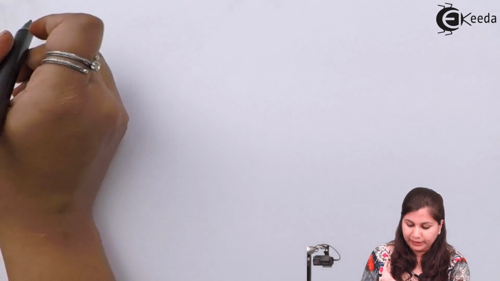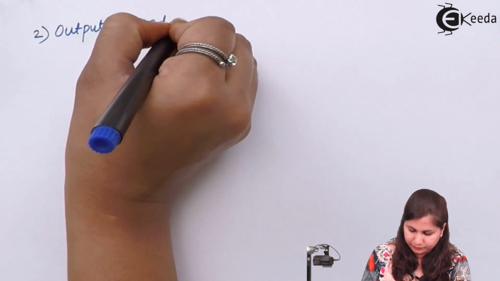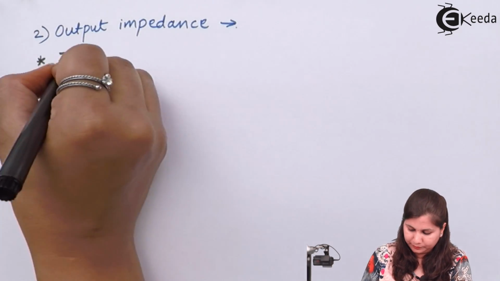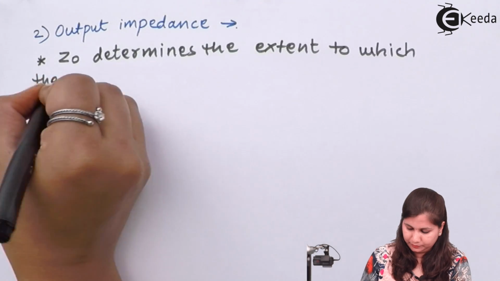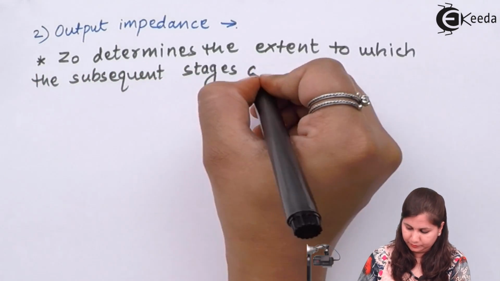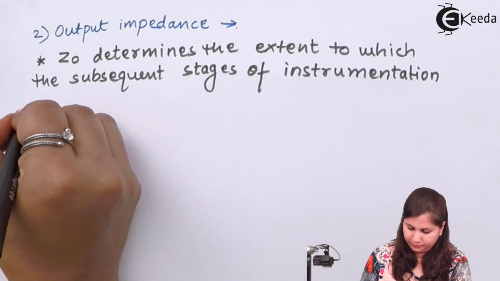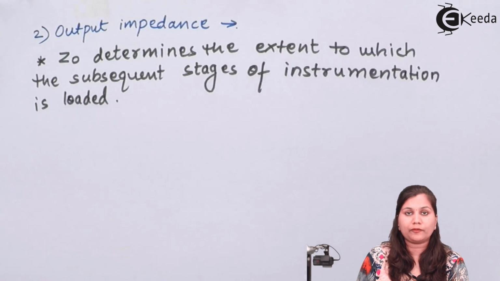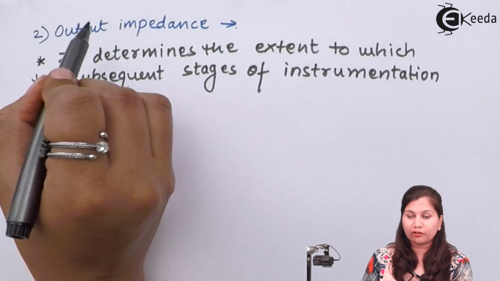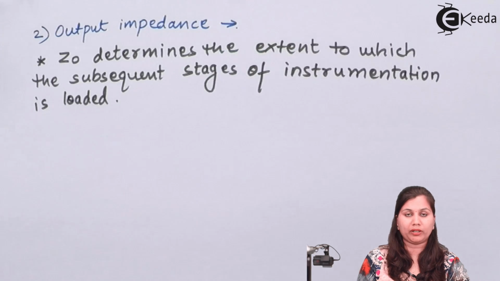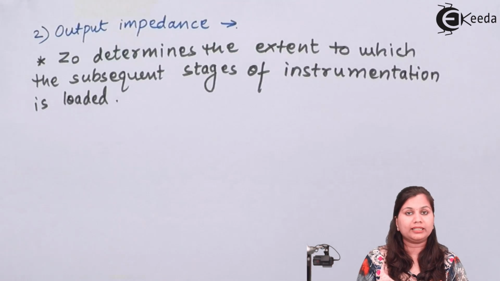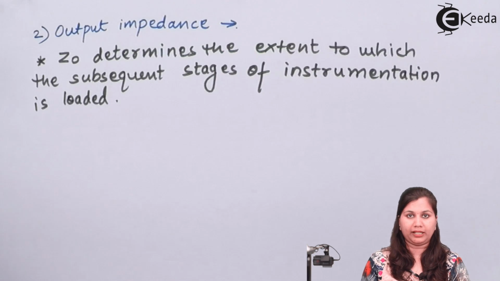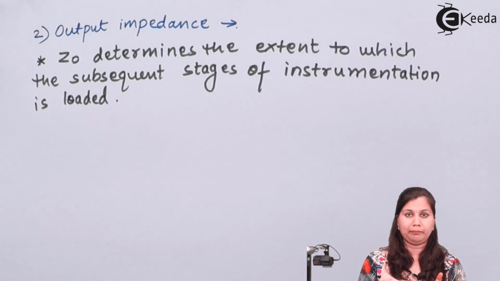Next factor is the output impedance. The output impedance of the transducer is denoted by Z naught, and it has main importance when we are considering the loading effects. Under the heading loading effects, we also studied that the output impedance of the transducer should be very high, it should be infinite, so that it cannot load the other stages of the instrumentation system. Okay, so to reduce the loading effect, output impedance should be infinite.